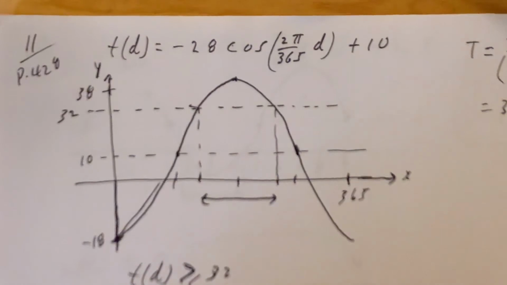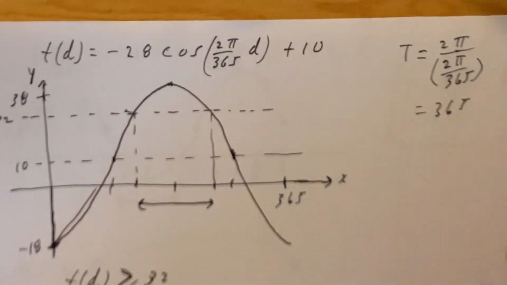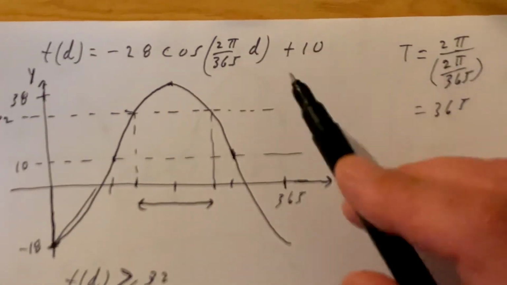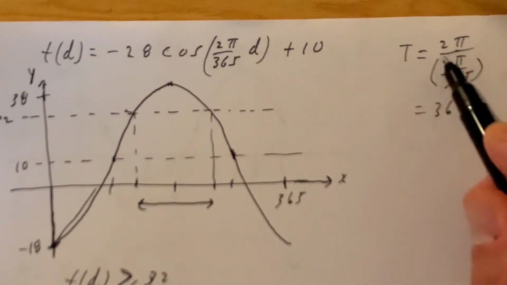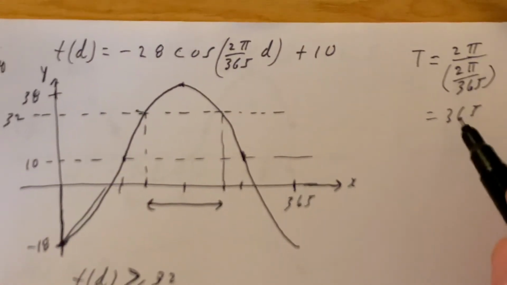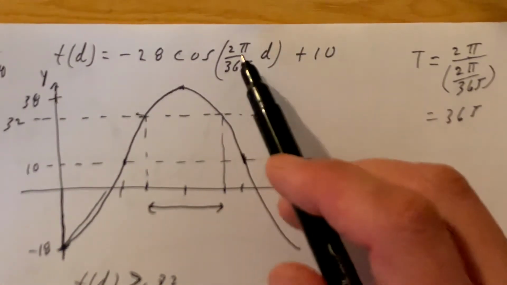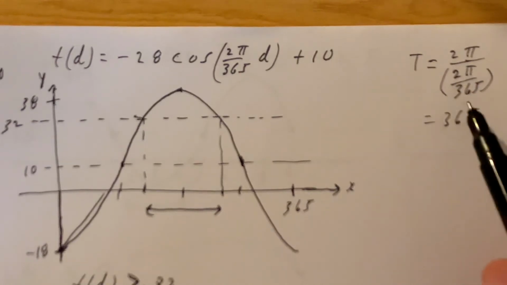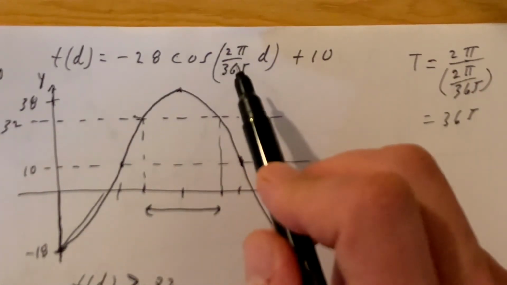All right, so the way you calculate the period is always 2 pi over the k value. K value is 2 pi over 365. And when you simplify this, you're just going to get 365, which makes sense, 365 days of the year. Okay, so that's the period, which gives us this k value.